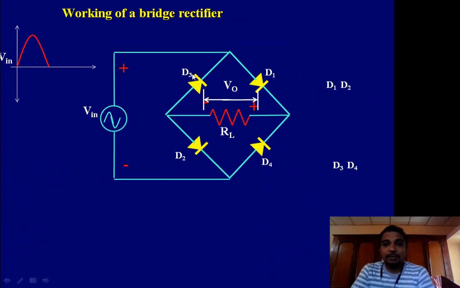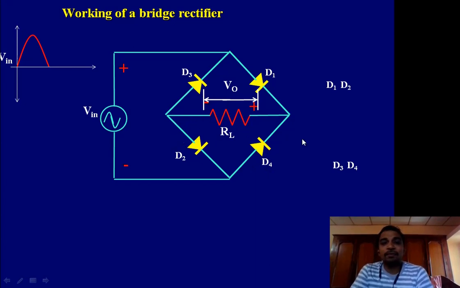Now the second type, the bridge rectifier. Why is it called a bridge? As we discussed in the measurements subject, this is a bridge. The output resistance will be connected here. We connect diodes on each arm of the bridge, and in the center arm we connect the output load resistance. D1 and D2 will be in the same direction, D3 and D4 will be in the same direction.